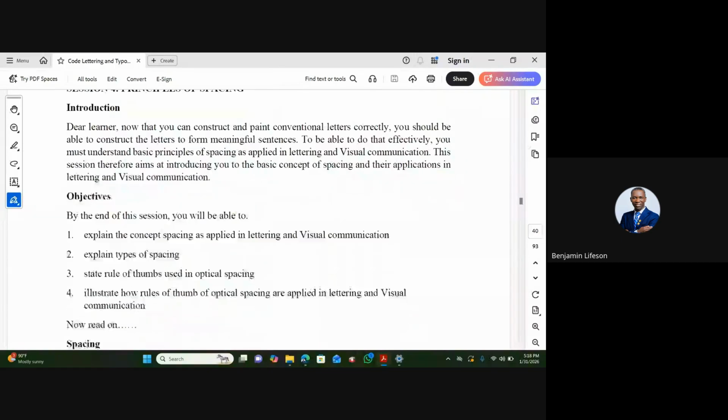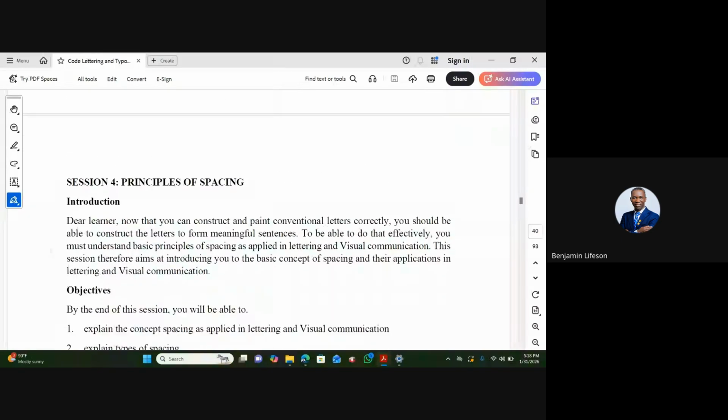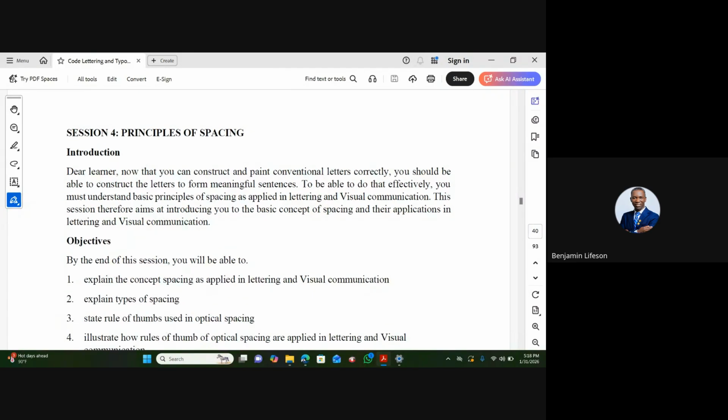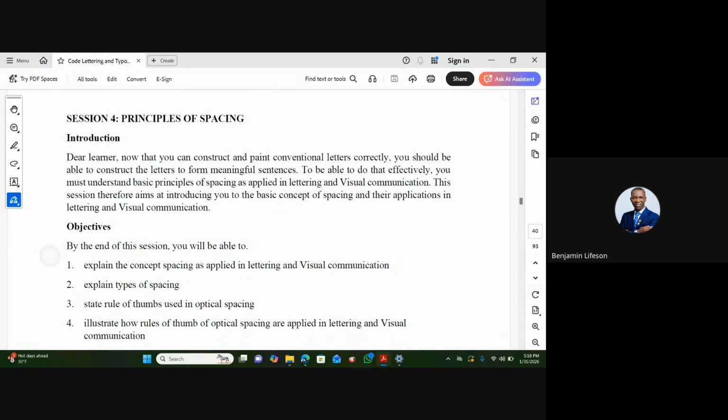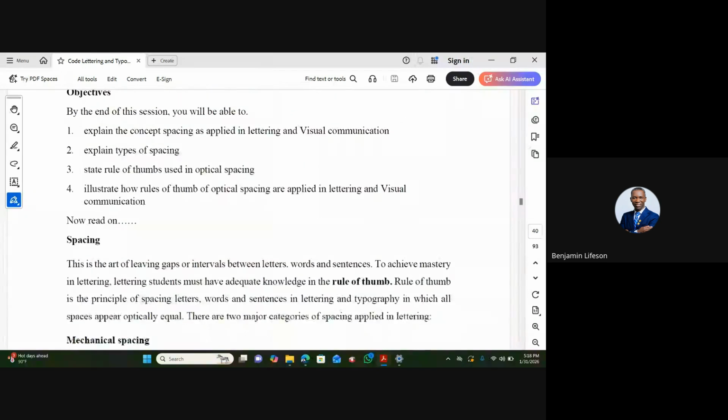Then let's quickly look at, before you'll be able to construct nicely for readability and legibility sake, there's the need for you to quickly look at spacing in letters so that your letters will not be so clumsy. There's the need for you to look at spacing in lettering and visual communication. So let's look at spacing.